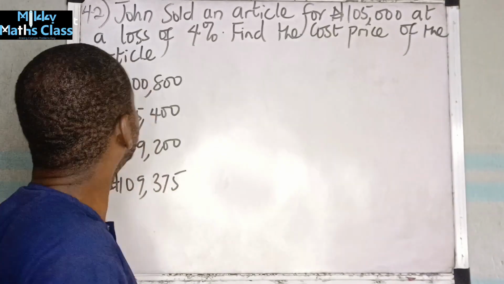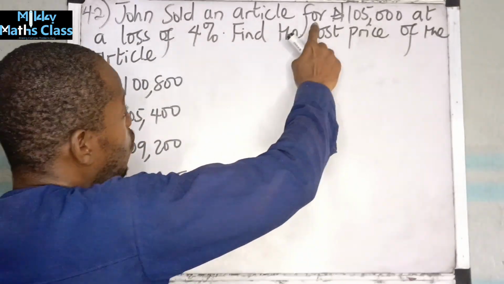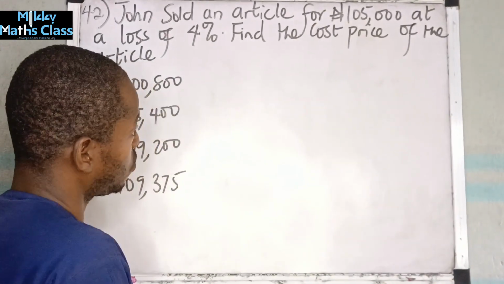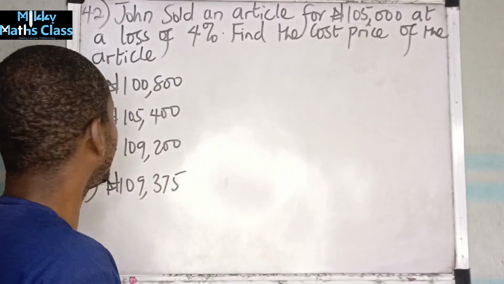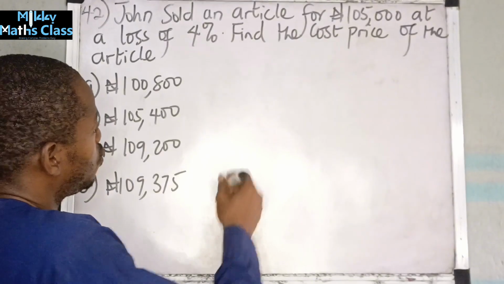All right, let's go to question 42. It says John sold an article for 105,000 naira at a loss of 4%. Find the cost price of the article.